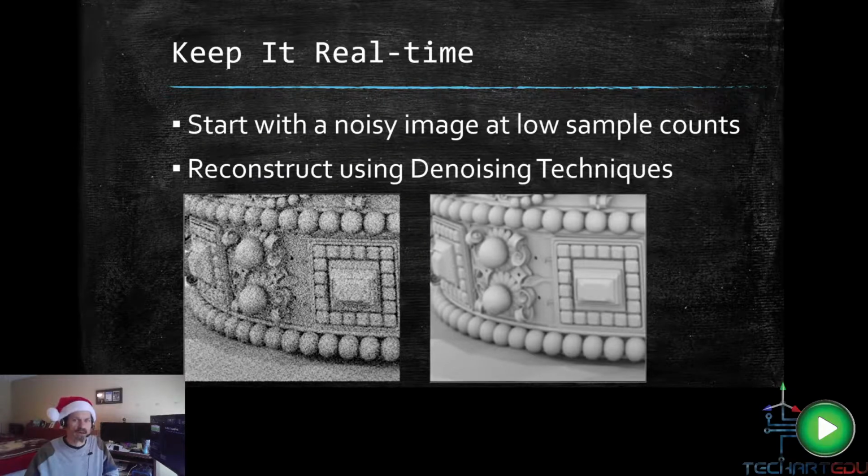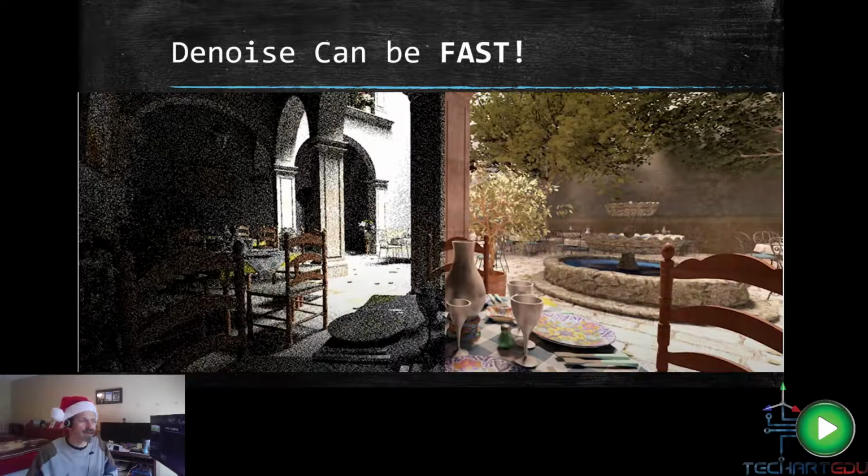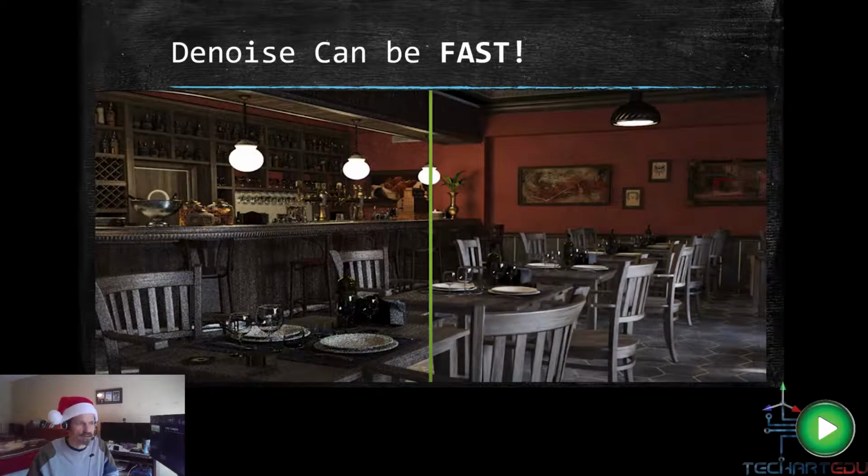Now, denoising itself can be very fast, and here you have a scene that is halfway rendered with 1 sample, and the other half has been denoised. It can actually look pretty good. And here's another image where half of it has been sampled with 1 sample per pixel, and the other half has been denoised.